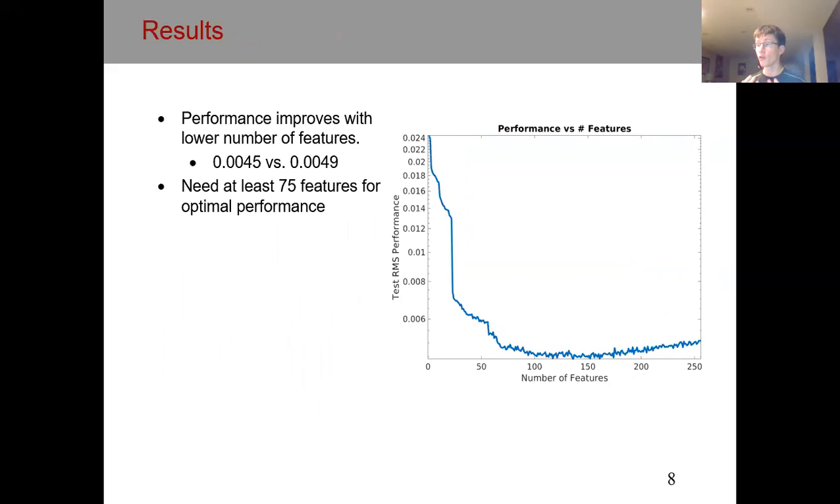In addition, we note that we don't really need that many features. We're able to get a pretty good performance with just 75 features, which is nearly a third of what we started with. However, if we want to get the absolute best performance, we note that we still want to have about 128, or about half of the input features.